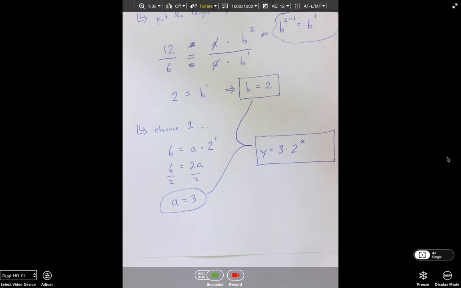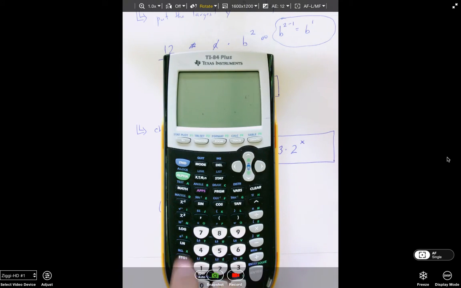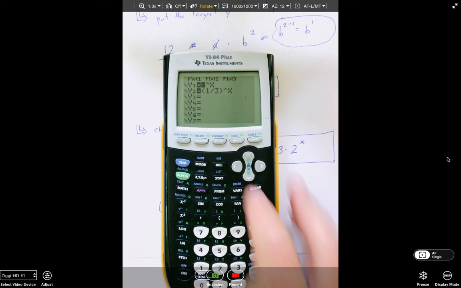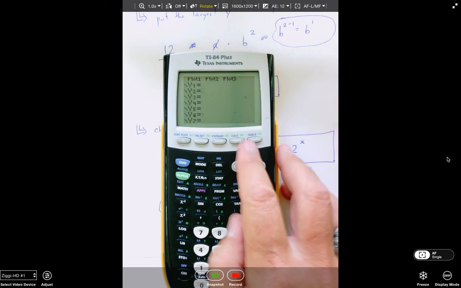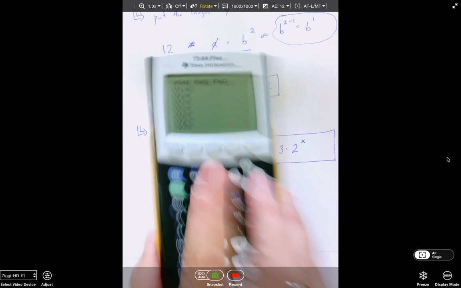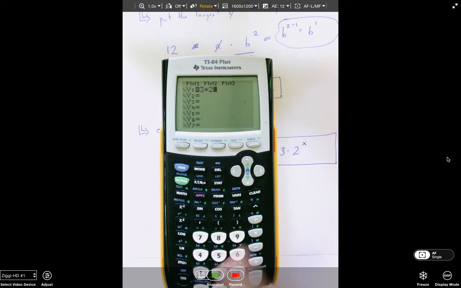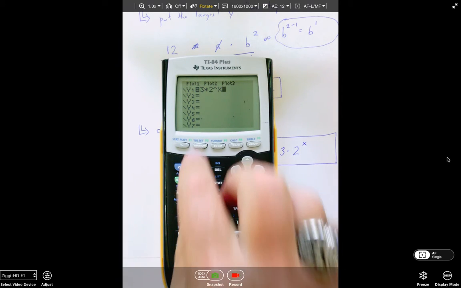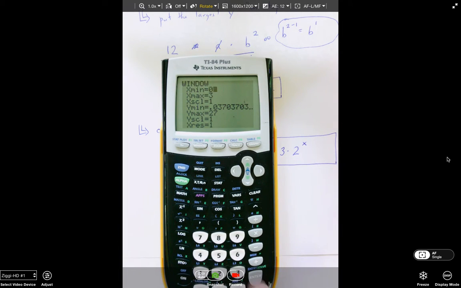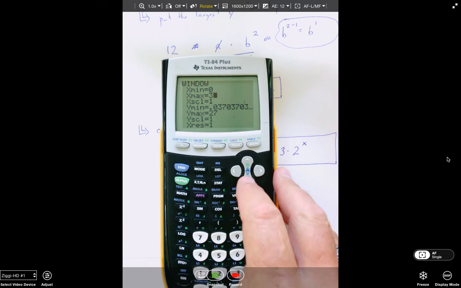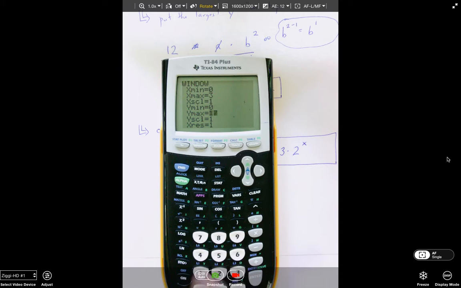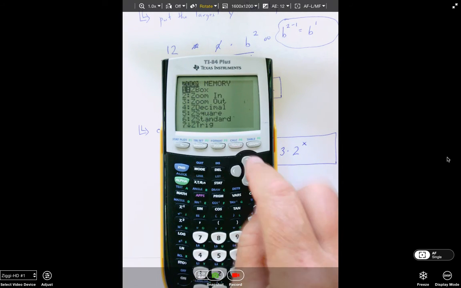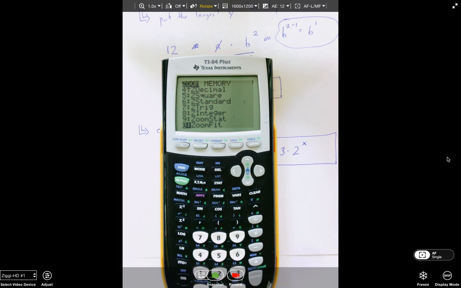Now, when I graph this, I want to clear out both of these. I have 3 times 2 raised to the x power. And I want to examine this for the points that I have, which are 1 and 2. So I'm just going to run this from 0 to 3. Again, this doesn't matter because I'm going to reset it for my function by going zoom, fit, and I create my exponential function.